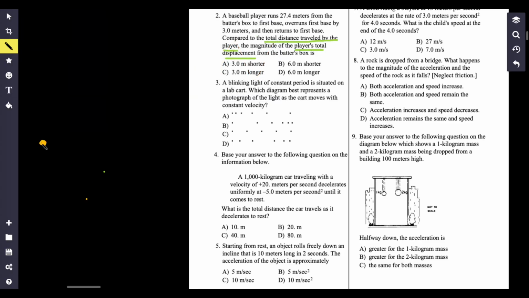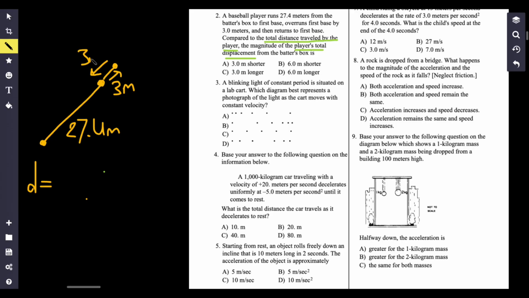So you have this person. He's going to first base, right? So this is baseball. You've got your first base here, and this is 27.4 meters. However, this guy oversteps it by a length of 3 meters. So he's going 3 meters forward, but then he realizes he's gone too far. So then he goes 3 meters backwards. So what is the total distance traveled by the baseball player? Well, he ran 27.4 meters, then 3 meters forward, then 3 meters back.